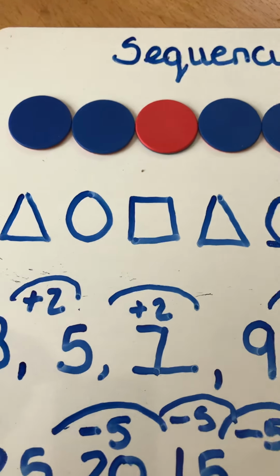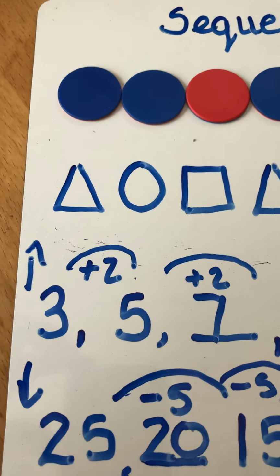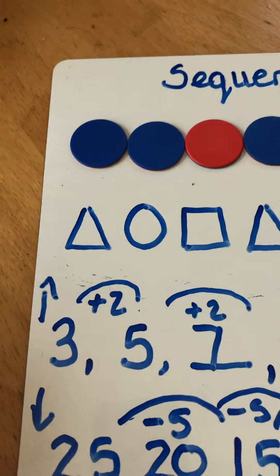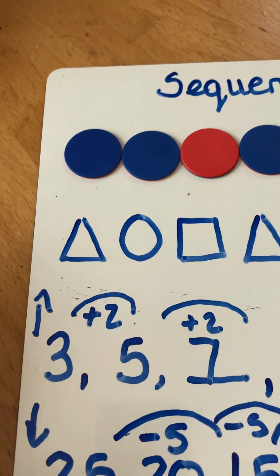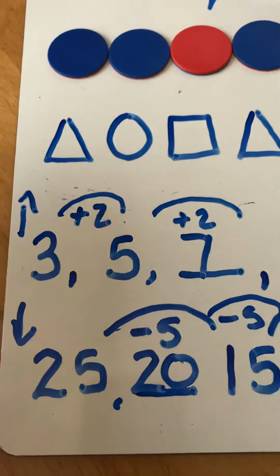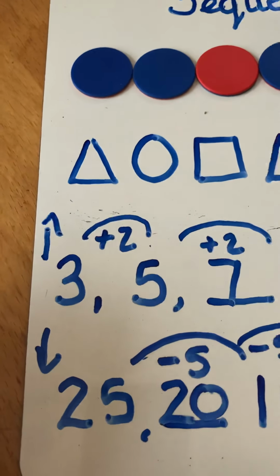When you've done that, I'd really like you to do some number sequences. They can be increasing, they can be decreasing, and you can choose how much they increase by or how much they decrease by, how much they get bigger by or how much they get smaller by.